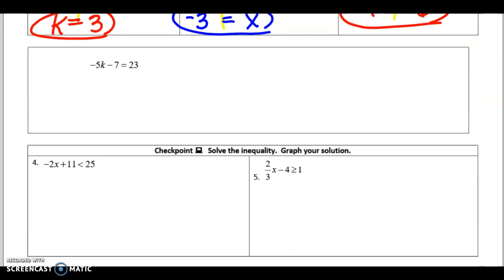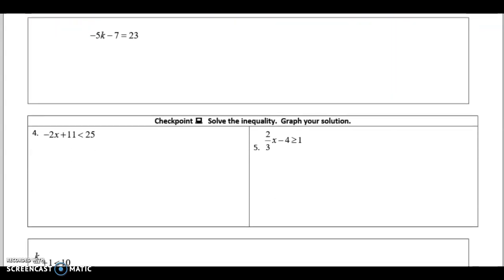So here's the problem you're going to try on your Edpuzzle. Negative 5k minus 7 equals 23.